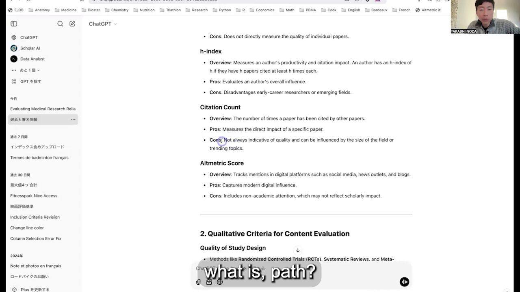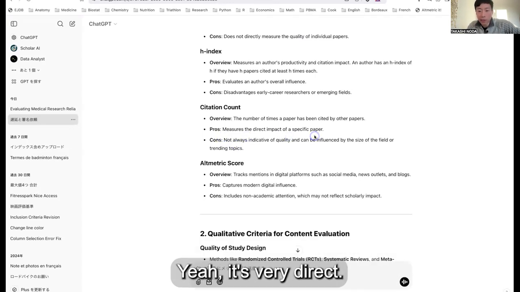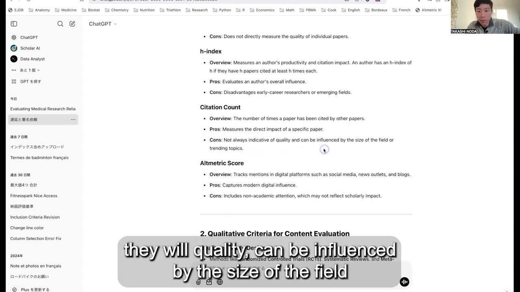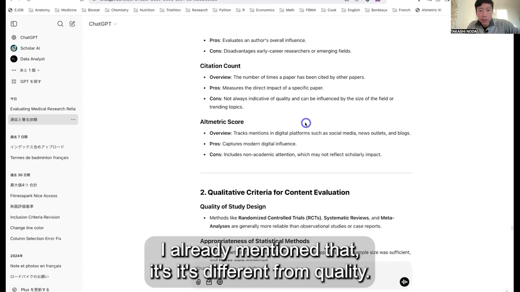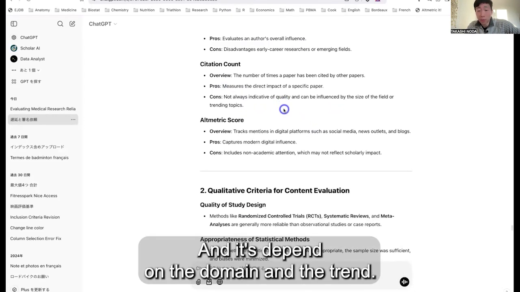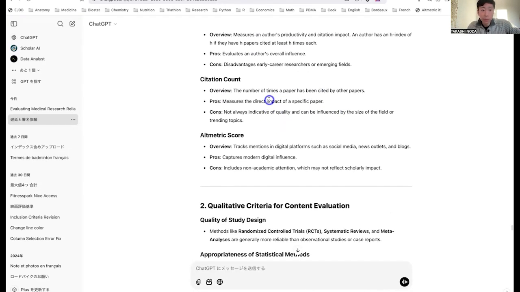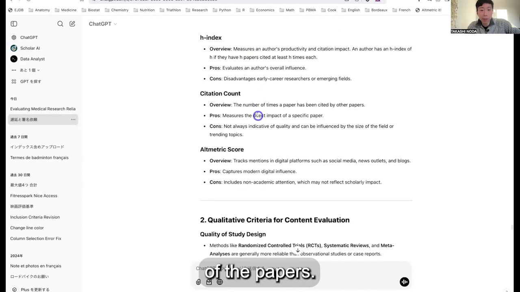What is the pro? It measures the direct impact of a specific paper. Yeah, it's a very direct indicator. What is the con? Not always indicative of quality. It can be influenced by the size of the field or trending topics. I already mentioned that impact is different from quality, and it depends on the domain and the trend. But still, it is a basic indicator of the papers.